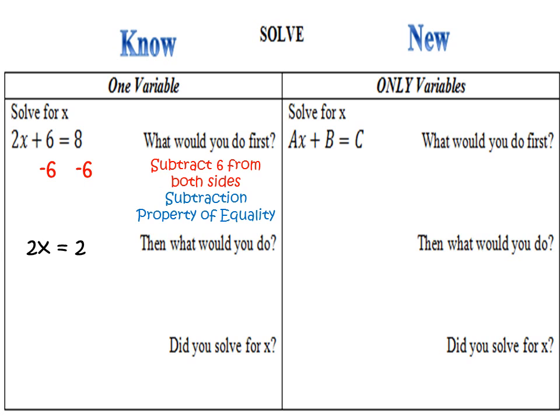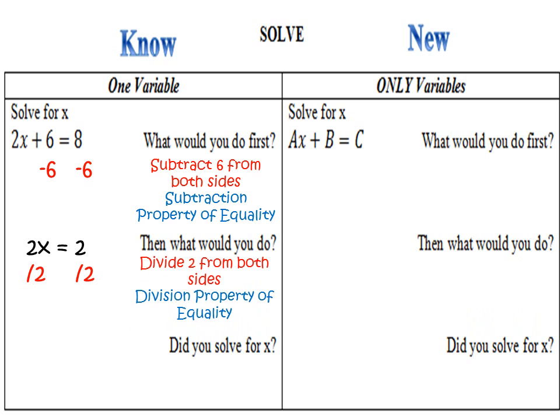Since 2 is being multiplied to x, we want to do the opposite operation, which would be to divide by 2 to both sides. This will cancel out the 2 times x, leaving us with just x. This is our division property of equality. Once x is alone, we get x equals 1. Did we solve for x? This is something we should always think about when solving an equation. And yes, we did. Now let's look at what's new.